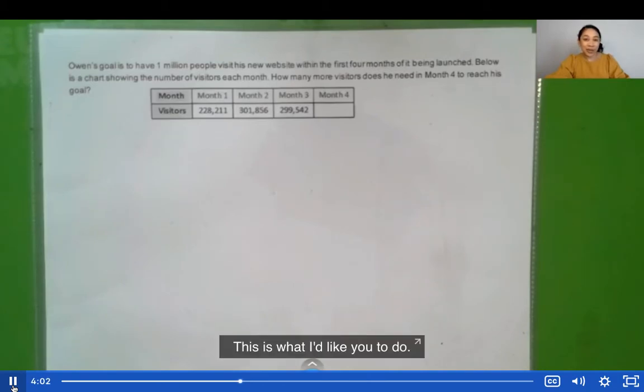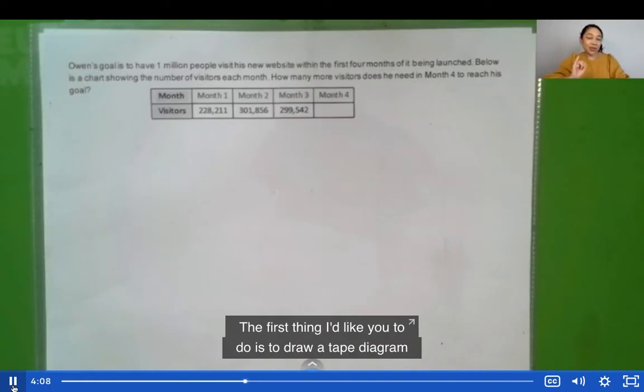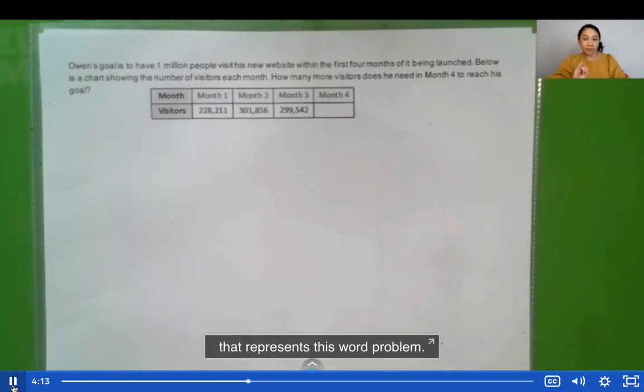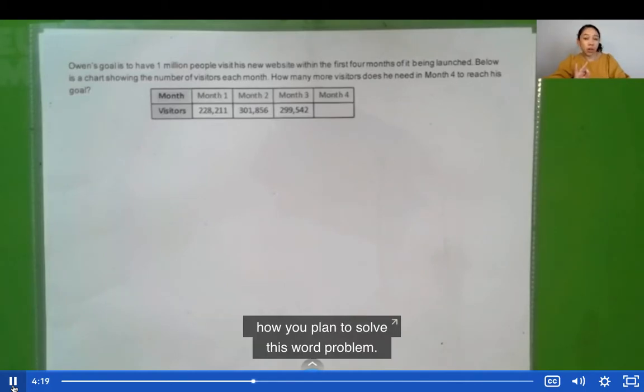This is what I'd like you to do. I'd like you to pause the video here to do 2 things. The first thing I'd like you to do is to draw a tape diagram that represents this word problem. The second thing I'd like you to do is share out loud your strategy on how you plan to solve this word problem. Okay, so go ahead and draw your tape diagram. Think about what your whole is and how many sections your tape diagram should have.